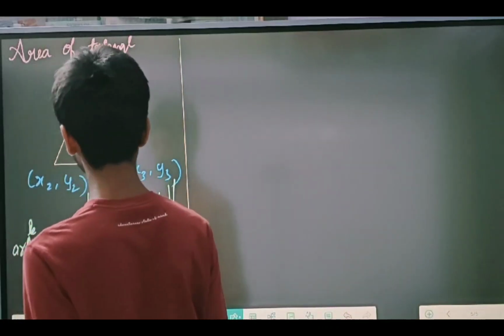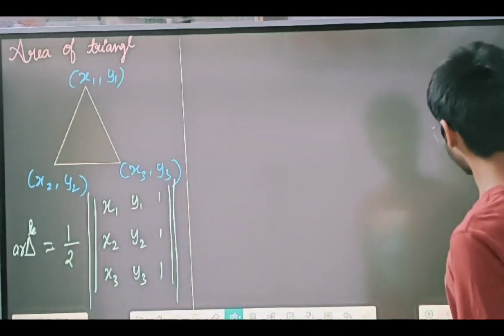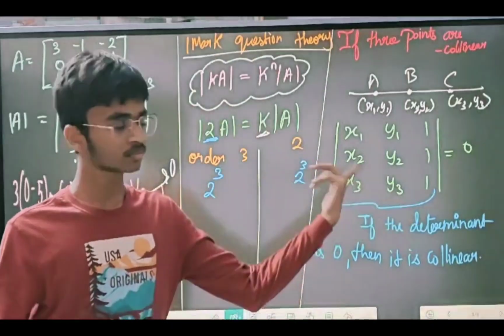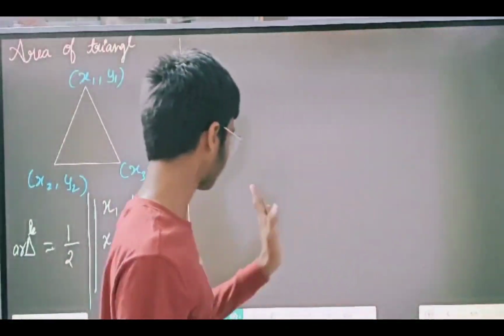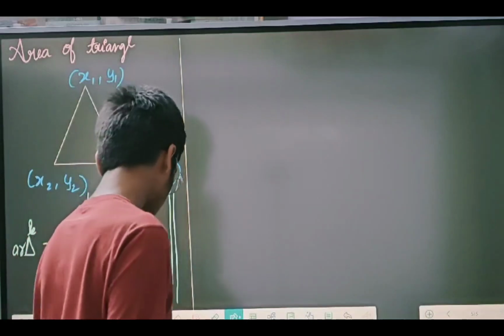Make sure that here 1 by 2 is there, but in the collinearity formula there is no 1 by 2. That's the major difference. That's not just the major difference, that is fundamentally the difference.